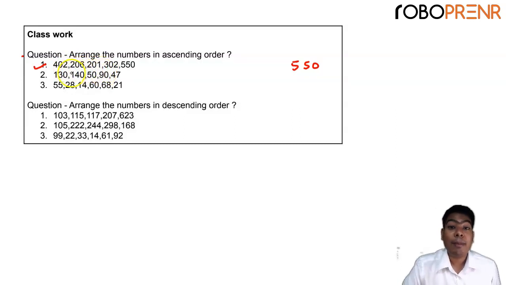So now we compare the second leftmost digit, that is 0 and 0. They both are equal. So now let's compare the last digit, that is 6 and 1. Of course 6 is greater than 1. So what can we write? We can write 201 is smaller than 206.